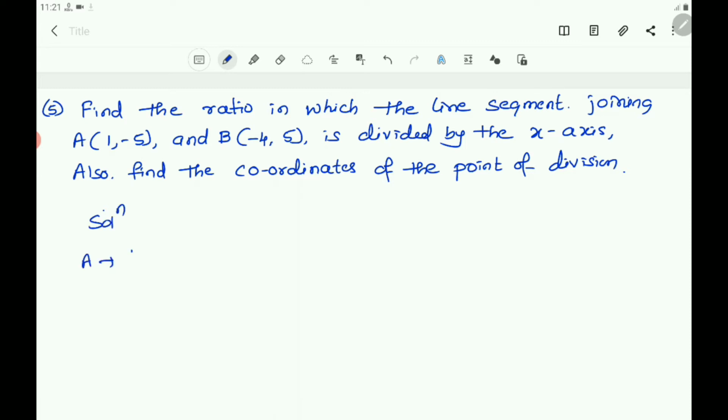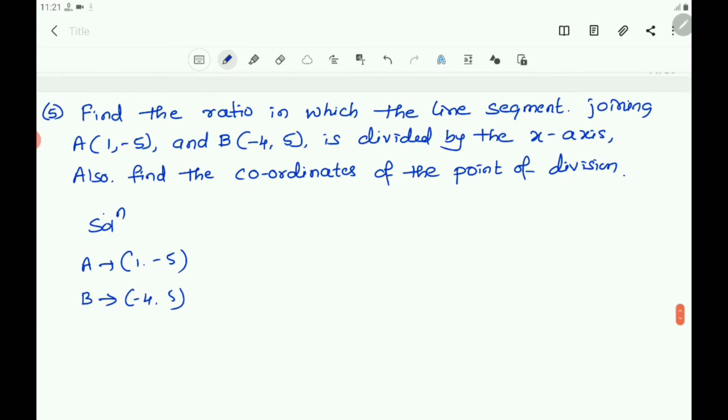A is a point with coordinates (1, -5). B is a point with coordinates (-4, 5). And it is divided by a point P, and that point P lies on the x-axis. Here it is divided by the x-axis, so the point lies on the x-axis. So take the point on the x-axis as (x0, 0).